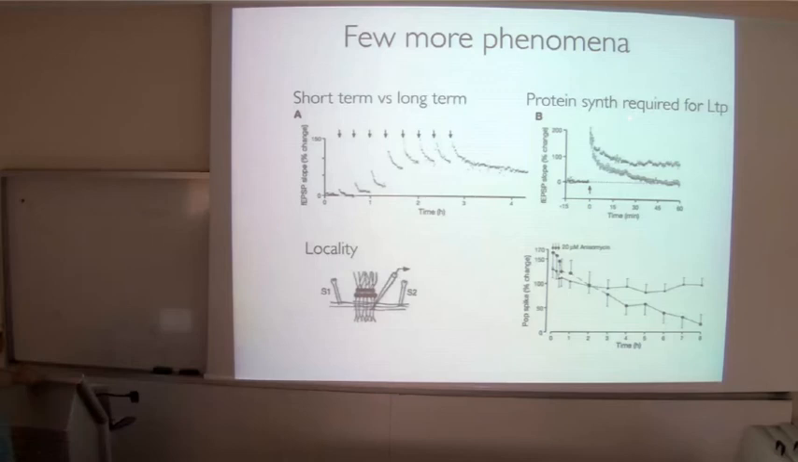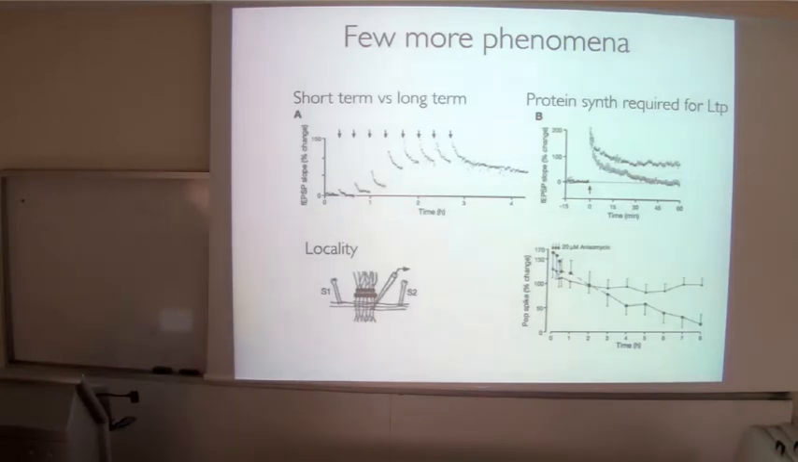The other thing is that people have shown that you need protein synthesis in order to get the long-term part of that. So for example, if you block protein synthesis with anisomycin, which I know is not the nicest way to show it, you basically lose the long-term part. This is what you would get with anisomycin. You get basically back to baseline. So a transient increase, but back to baseline.